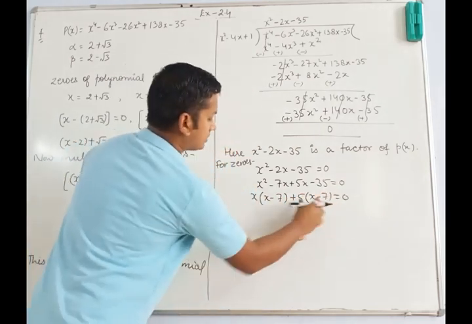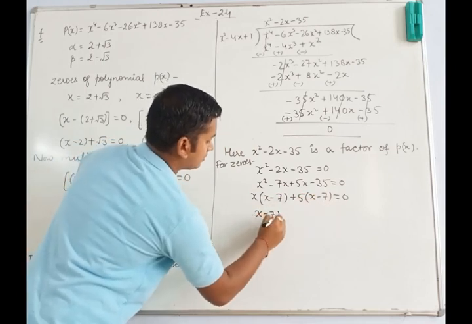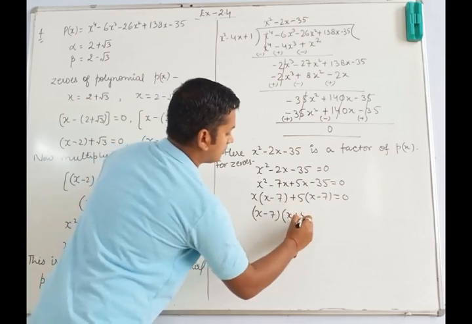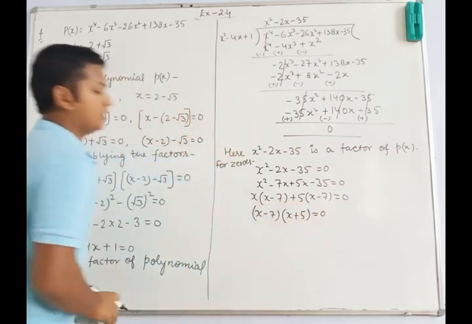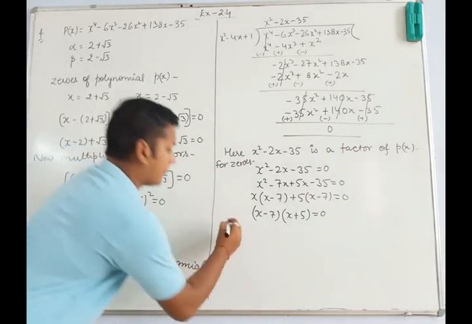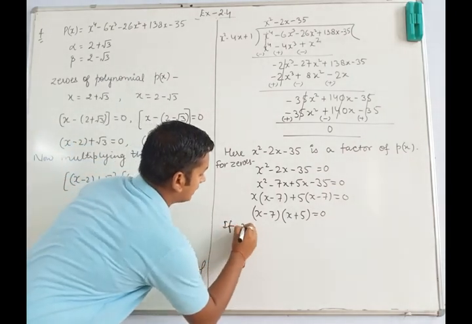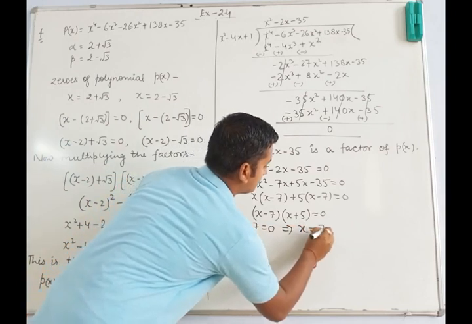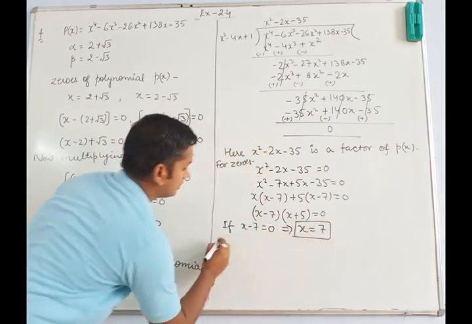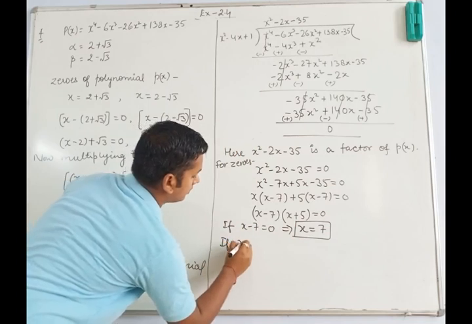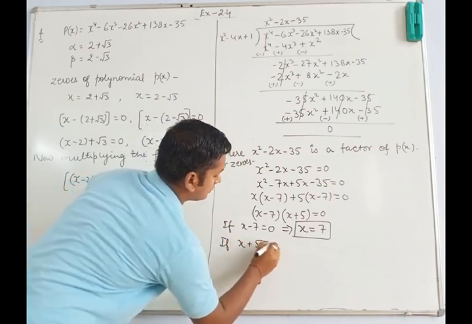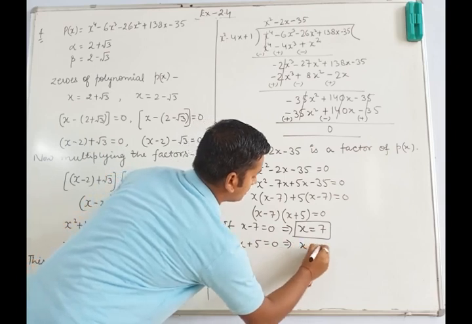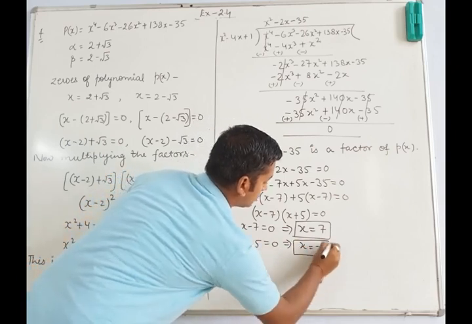In these two terms, take x minus 7 as common, so the first term will become x, and the other term will remain with a plus 5 equals to 0. Now if x minus 7 equals to 0, that implies that x is equal to 7, so it is the third one. If x plus 5 equals to 0, then x is equal to minus 5. It is the fourth zero.